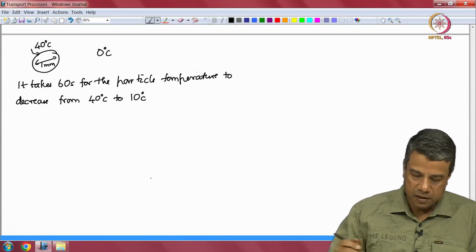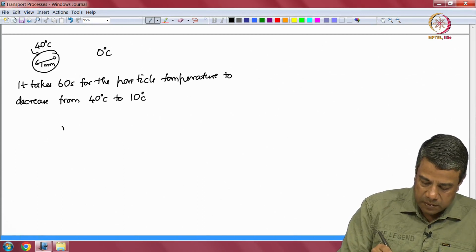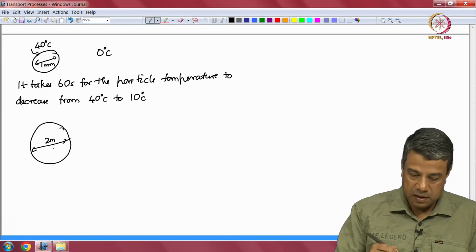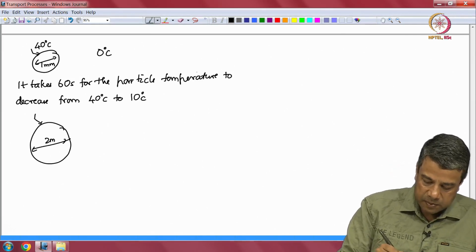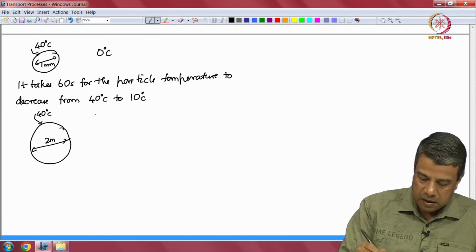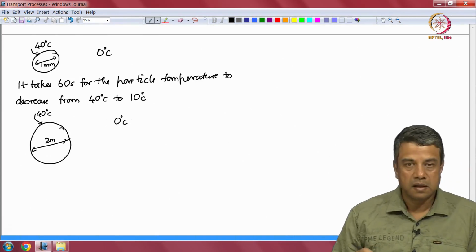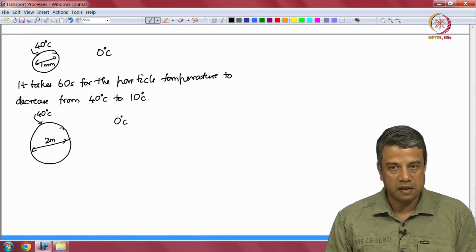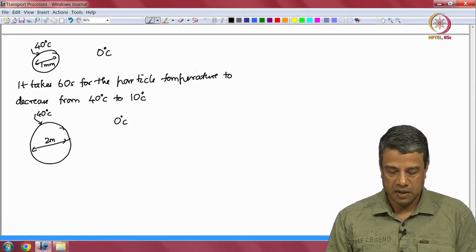Now, instead of 1 millimeter, if I take a larger particle of diameter 2 millimeters, exact same composition, same initial temperature 40 degrees centigrade, in ambient 0 degrees centigrade, how long will it take for this particle temperature to decrease to 10 degrees centigrade? Okay, that is the question.